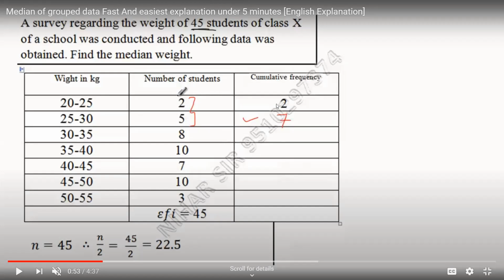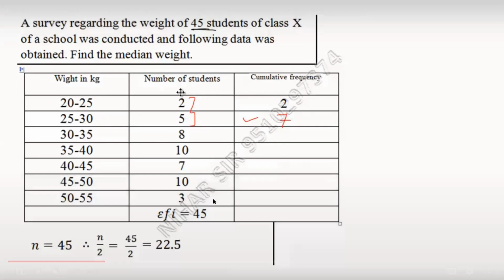And how can we calculate the cumulative frequency? By adding the values. How many students have mass less than 30 kg? How many students have mass less than 35 kg? Means 8, 5, 2. The total number of students is 15. So we need to find the cumulative frequency for calculating the median of the group data.